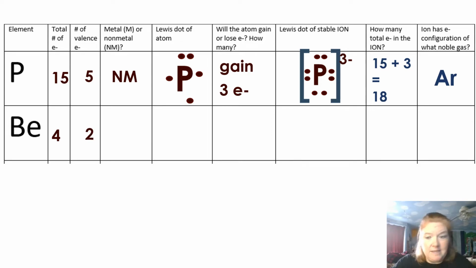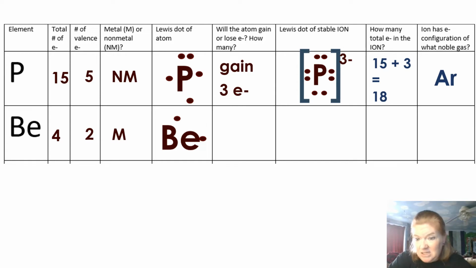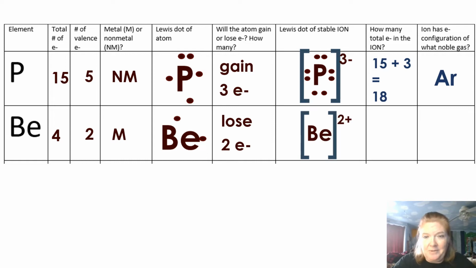Beryllium. Well, it has 4 total, 2 valence. It's on the left side of the periodic table, so it's a metal. There's a Lewis dot structure of the atom. So now think, here are its options. It could gain 6 or lose 2. I wonder what it's going to do. It's going to lose 2. If you don't know for sure, literally look at the oxidation state. It's going to tell you.